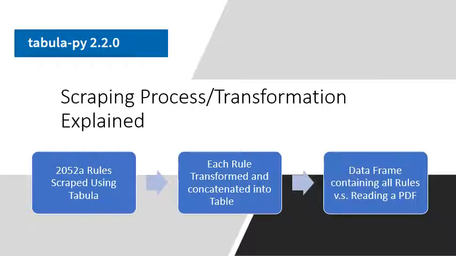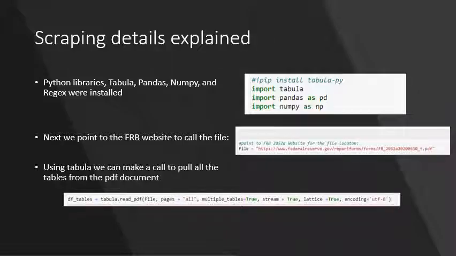Again, using Tabula 2.20, I scraped all the data off of the 2052A rules that are current from the website. Each rule was transformed and concatenated into a table, and the end result is a data frame containing all the rules versus us having to look at a PDF. And so again, this is my process. I called the libraries that I needed, and then I pointed directly to the FRB's website, which was my file.